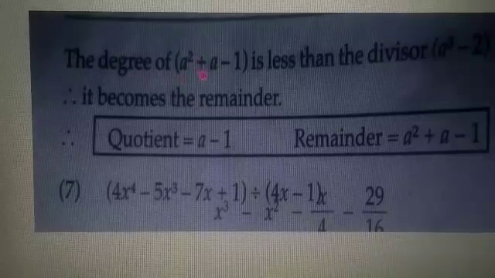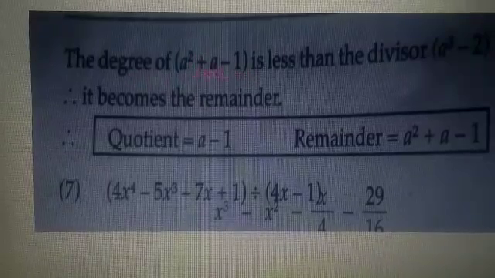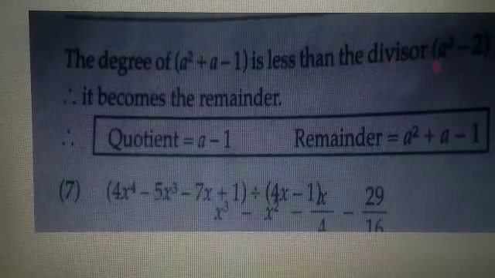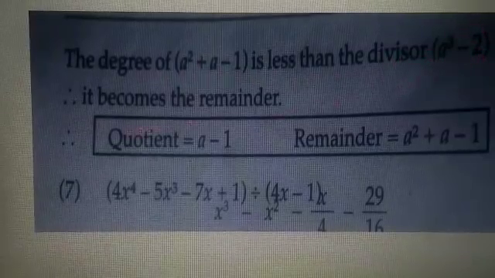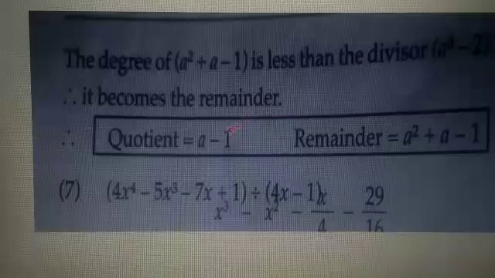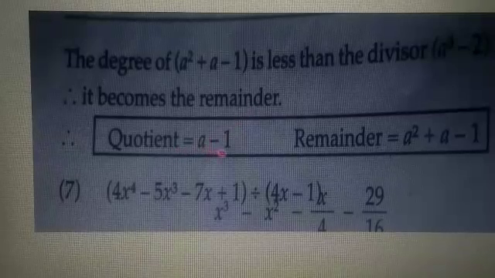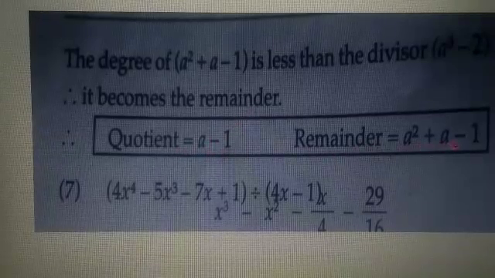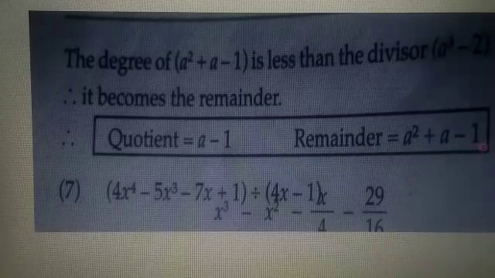The degree of a square plus a minus 1, which is the remainder, is less than the divisor a cube minus 2. Therefore it becomes the remainder. Now what is the quotient? The quotient is a minus 1 and the remainder is a square plus a minus 1.